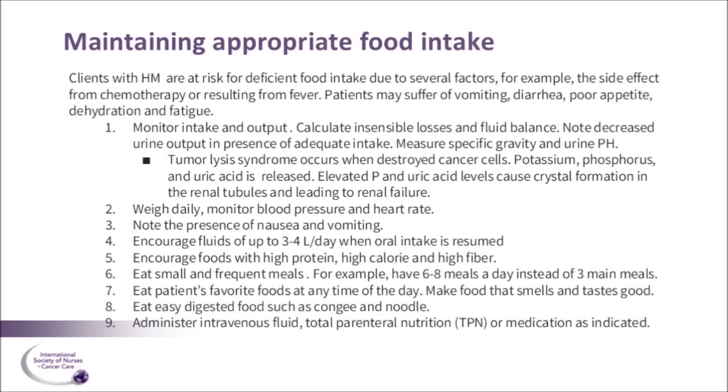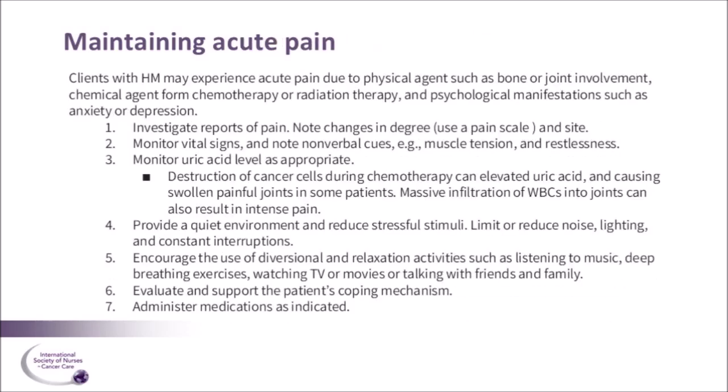Eat small and frequent meals. For example, have 6 to 8 meals a day instead of 3 main meals. Eat patients' favorite foods at any time of the day. Make food that smells and tastes good. Eat easily digested food such as congee and noodles. Administer intravenous fluid, total parenteral nutrition, TPN, or medication as indicated.